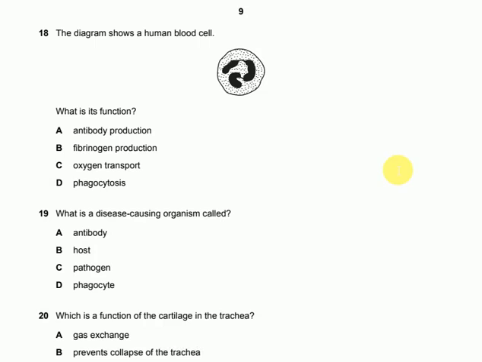The diagram shows a human blood cell. This is a phagocyte. I'm 110% sure that this is a phagocyte, and it's not a lymphocyte, so it won't produce antibodies. It won't produce fibrinogen, as it is not a platelet. Oxygen transport? It's not an RBC, red blood cell. It's certainly a phagocyte, so it does phagocytosis. It's pretty simple. As a phagocyte does phagocytosis, it matches its name. Take it.